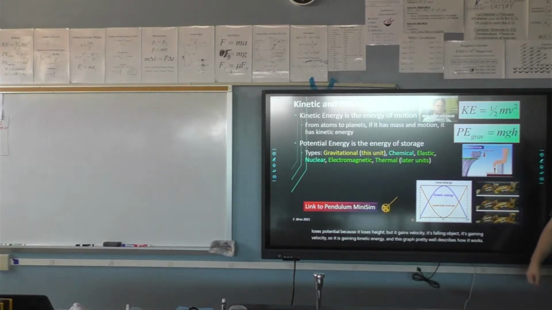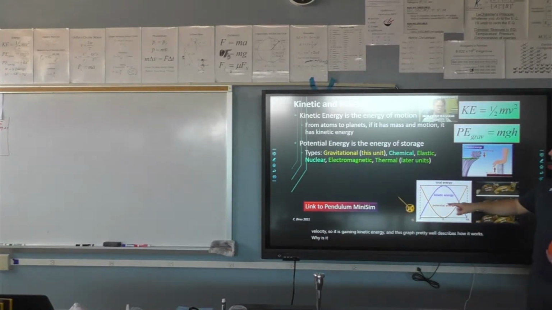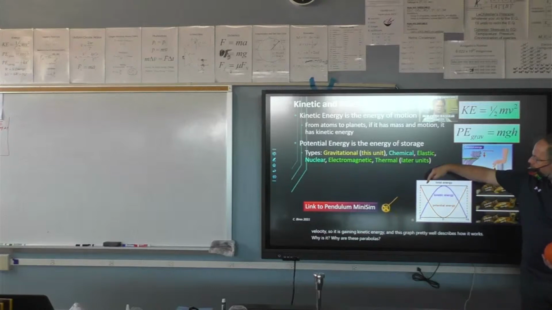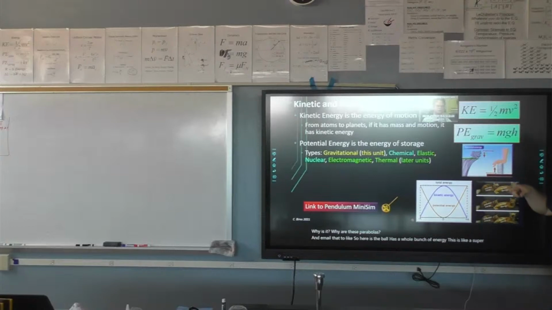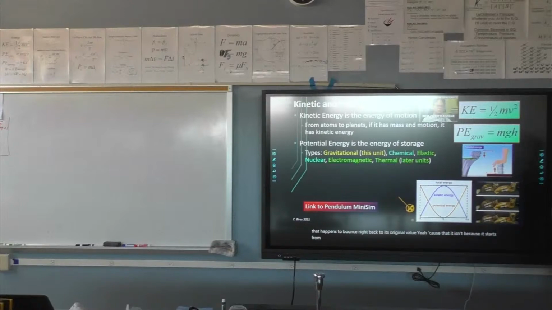Why are these parabolas? So here, this ball has a whole bunch of potential energy. This is like a super ball that happens to bounce right back to its original value. Is it because it starts from here, bounces, and then goes back up? Yes, but why is it not just a circle? Why is it not like a half circle and a half circle? Why is it a parabola?